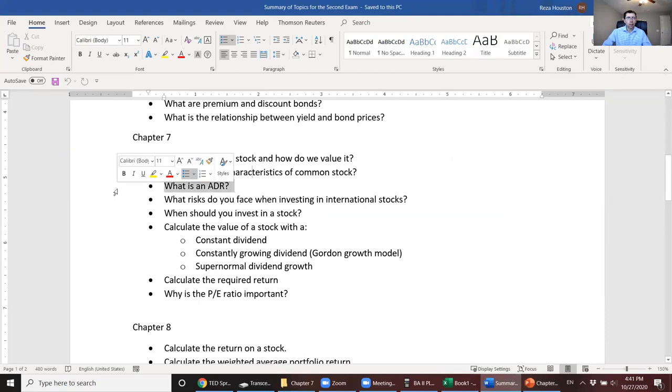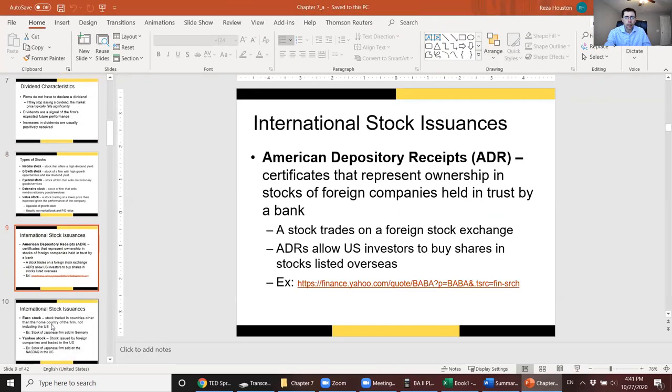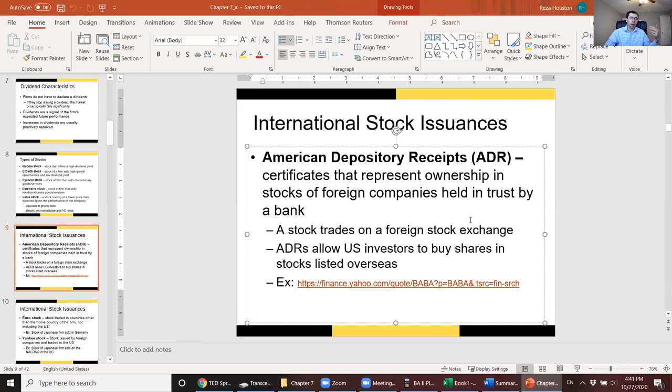Okay, next, what is an ADR? An ADR is an American depository receipt. These things are pretty important because this is primarily how foreign companies have their shares traded in the US stock market. I know I gave you the example of Alibaba in class. Alibaba is a Chinese company. If you want to think of it as the Chinese version of Amazon, that'd probably be the most accurate comparison I could give you. Its shares trade on the New York Stock Exchange, or rather its ADR trades on the New York Stock Exchange.